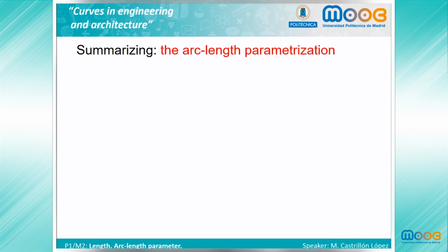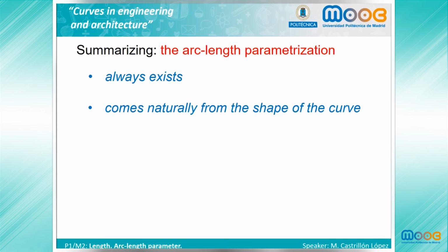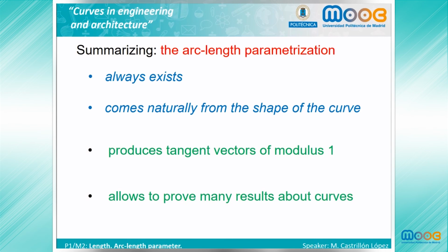Summarizing, the arc length parameterization, or sometimes called the natural parameterization, always exists. It comes naturally from the shape of the curve, its trace, and does not depend on a particular coordinate system. When we parameterize a curve with respect to the arc length parameter, the speed, that is, the norm of the derivative, is constantly 1. And the arc length parameter allows us to obtain theoretical results that can be generalized for any other parameterizations.